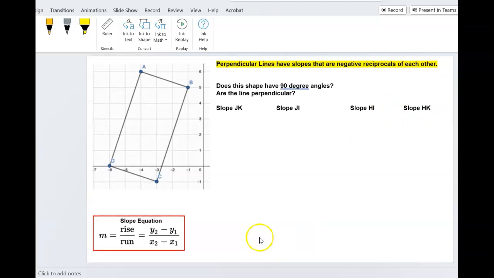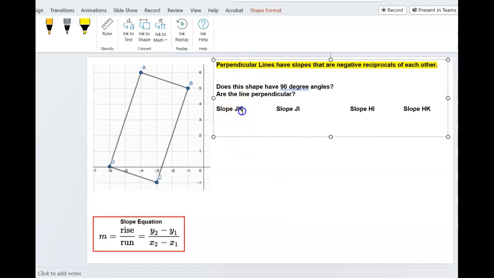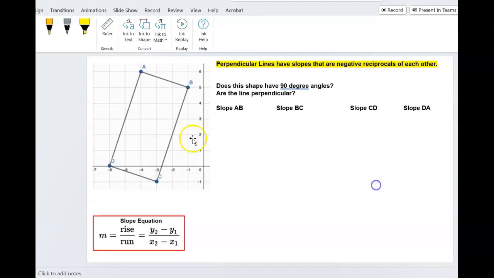Okay, so we're going to do the slope of each side. Let's do AB, BC, CD, and DA. Okay, so I'm going to start with AB and just count. So I have 1, 2, 3 in the X direction and 1 in the Y direction. So that's going to be 1 over 3, and that is a negative slope because the line is pointing down.